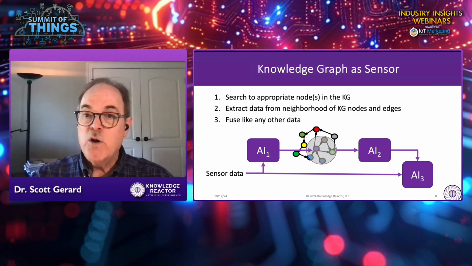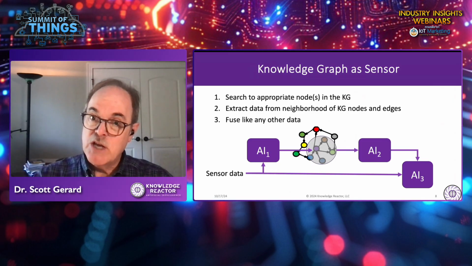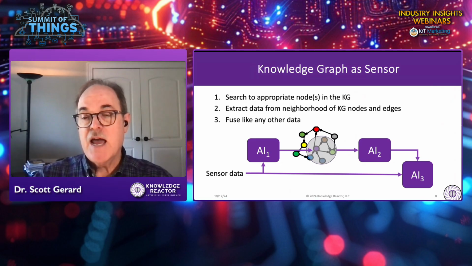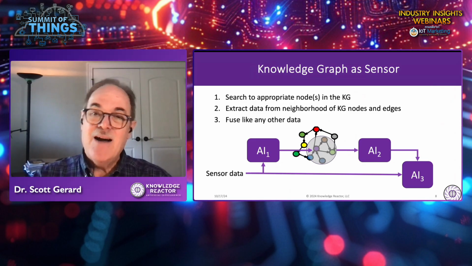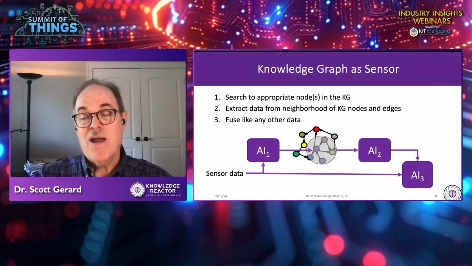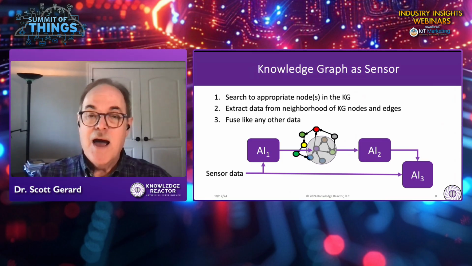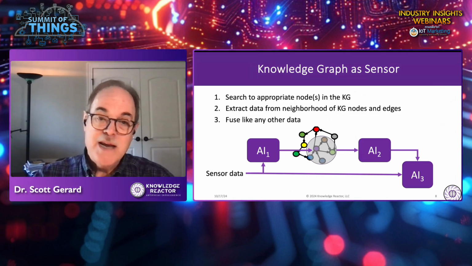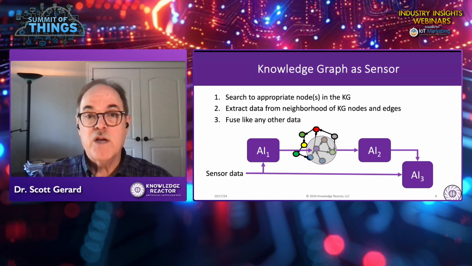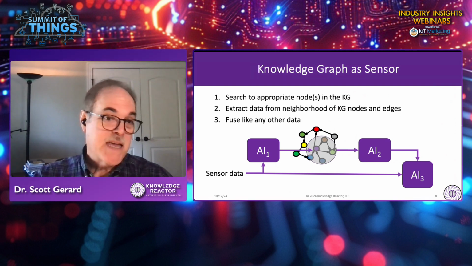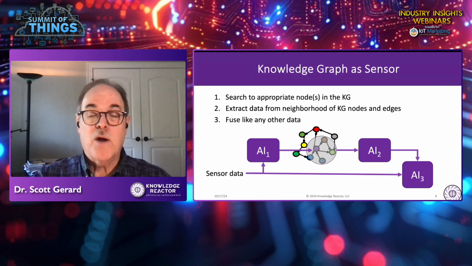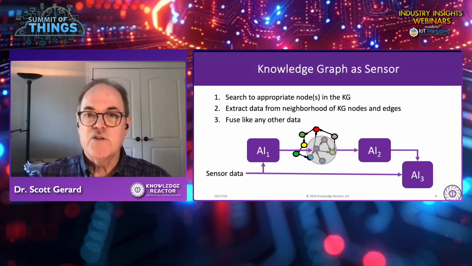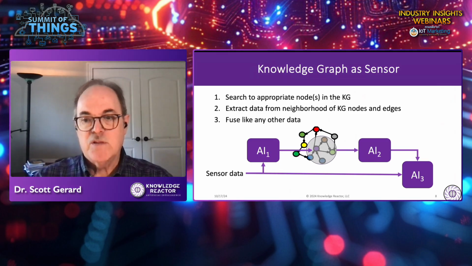And then the output of those two becomes another sensor reading that can go into AI3, which is where you're doing predominantly the AI or the multi-sensor fusion. Now, I've said that AI1 and AI2 are AI algorithms. They could be, but they could also be very simple things as well. In particular, AI2 might just be a graph query operation. But in some cases, like AI1, you might do some embeddings to try to branch into the graph. But this is a way to think about how to extract information from a knowledge graph and incorporate it into this multi-sensor fusion.